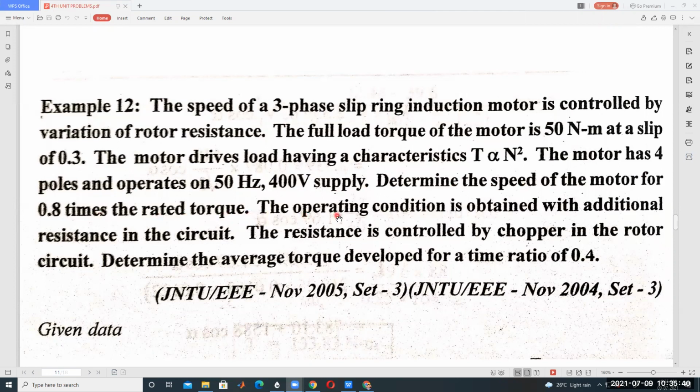The operating condition is obtained with additional resistance in the circuit. The resistance is controlled by a chopper in the rotor circuit. Determine the average torque developed for a time ratio of 0.4. So this slip-ring induction motor is controlled by variation of the rotor resistance by using a chopper.